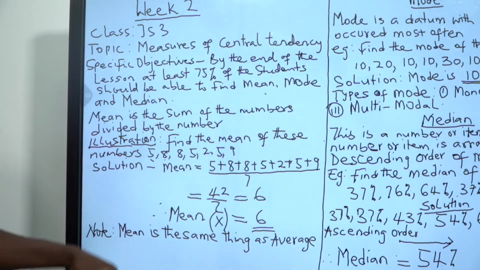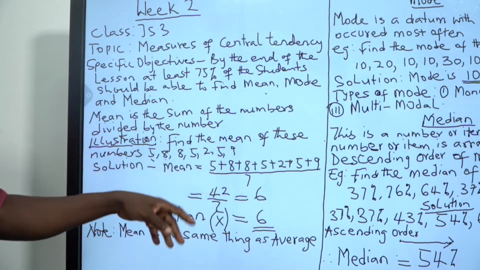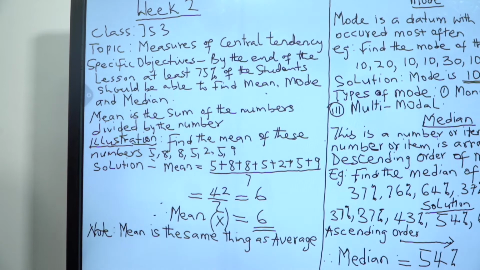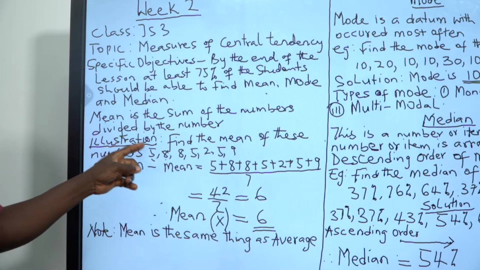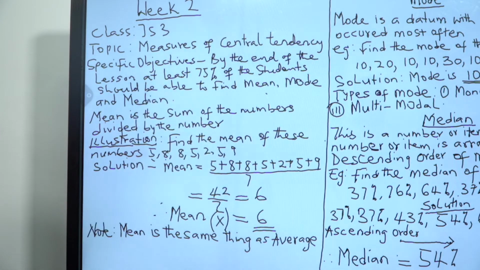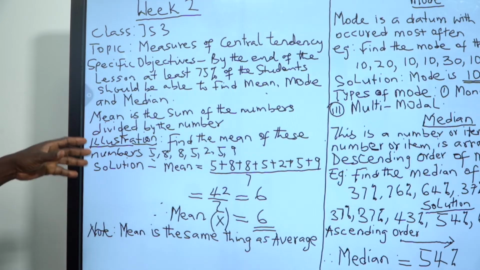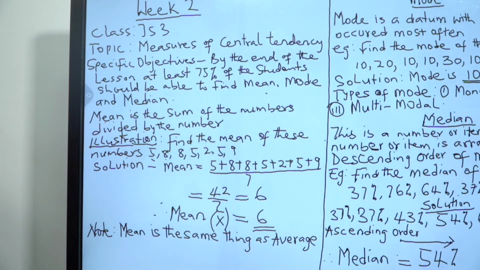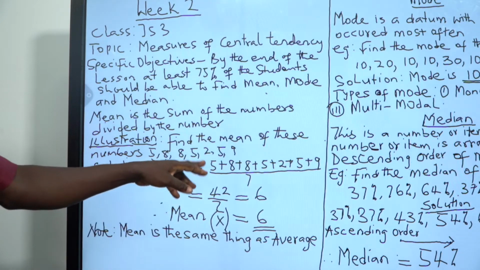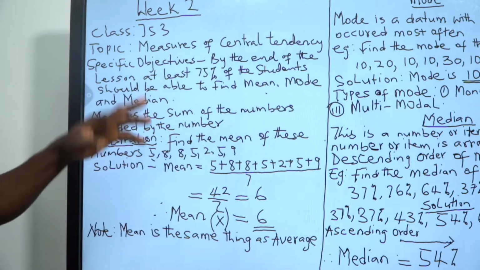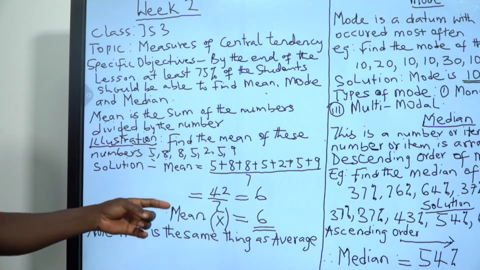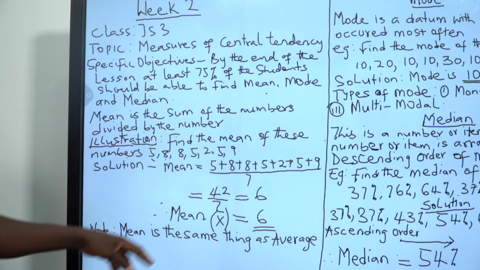Then, to find the mean, you say 5 plus 8 plus 8 plus 5 plus 2 plus 5 plus 9, divided by 7. The 7 is there because if you count the numbers, you have 1, 2, 3, 4, 5, 6, 7. Another thing I want to point out is that the order of the numbers does not matter. As far as you are doing addition, any number can start, whether the small number or the big number. That's why if you add 5 plus 8 plus 8 plus 5 plus 2 plus 5 plus 9, you will get 42. Then when you divide 42 by 7, you will get what?